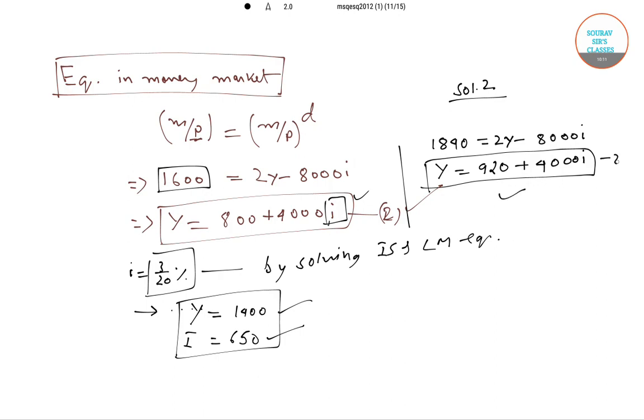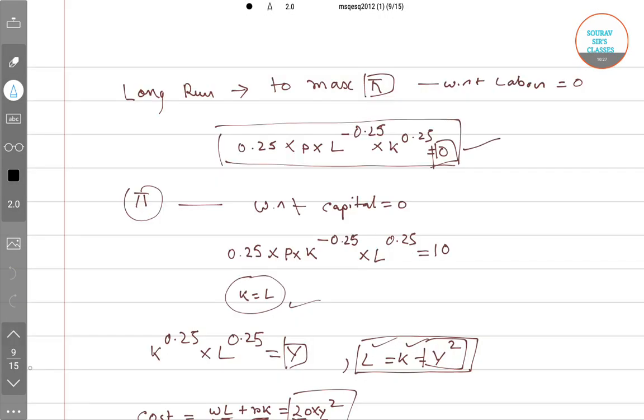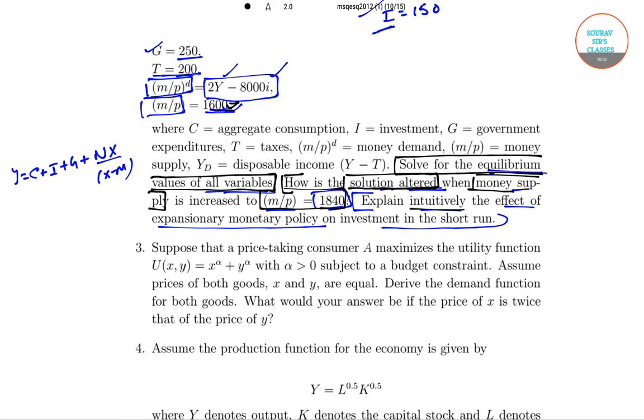Now by solving the LM equation with the IS equation, we get the value of i from here, and similarly we can get the value of y as well as the value of I. So it will be similar to what happened in this case. Now we'll go to the last part of this video. In the last part, we have to intuitively explain the effect of expansionary monetary policy on investment in the short run.